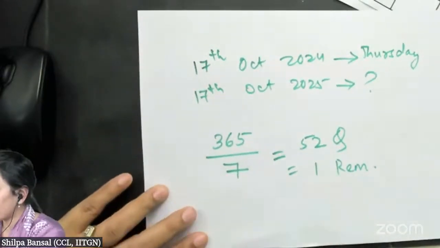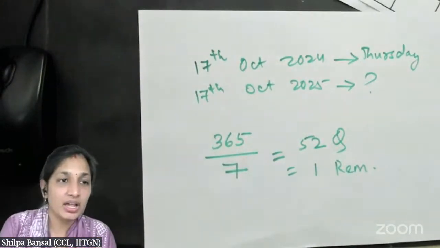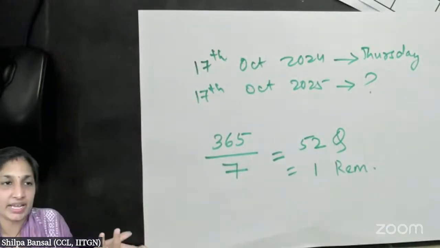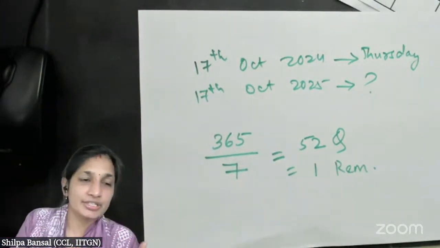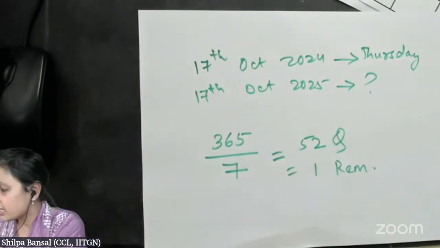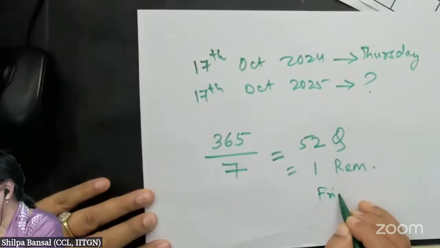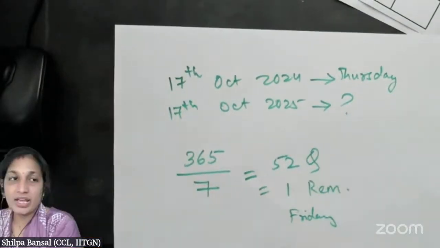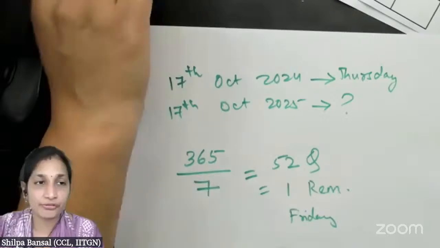So we will go 1 day ahead. In every year, we will move because every year contains 365 days. So in between 2 days, everywhere we will go 365 days ahead. So it will be a Friday. From Thursday, it will be. So every year, we will move 1 day ahead.